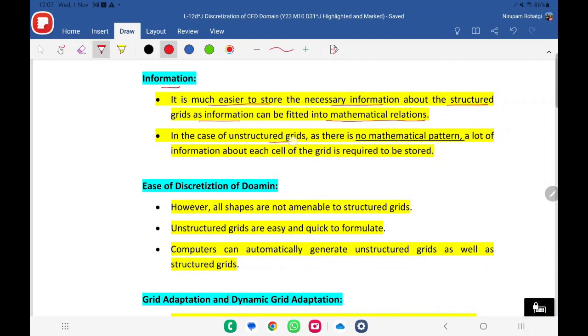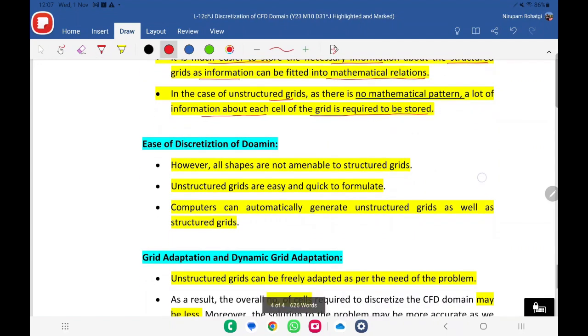In case of unstructured grids, as there is no mathematical pattern, a lot of information about each cell of the grid is required to be stored. So you require more memory. Although in unstructured grids, computers develop the grid on their own, so you are not doing any effort, but the memory of the computer is being used.